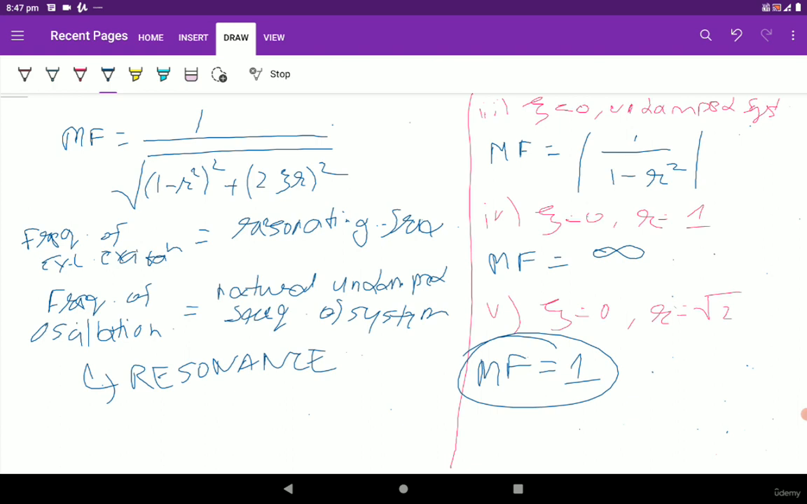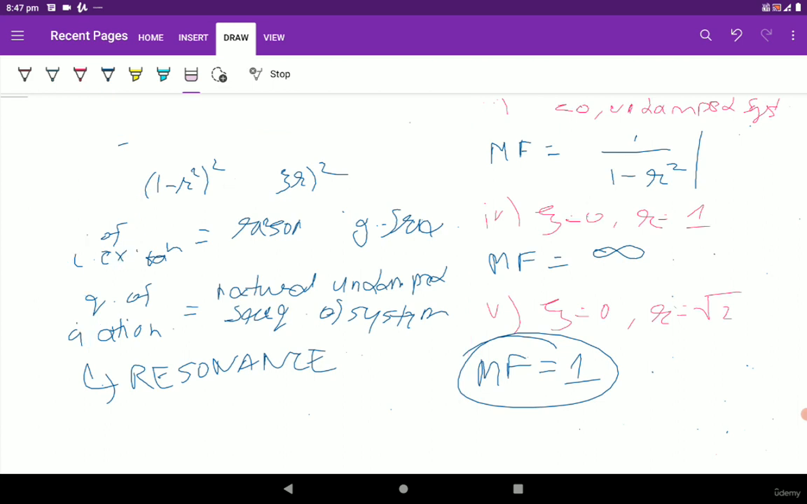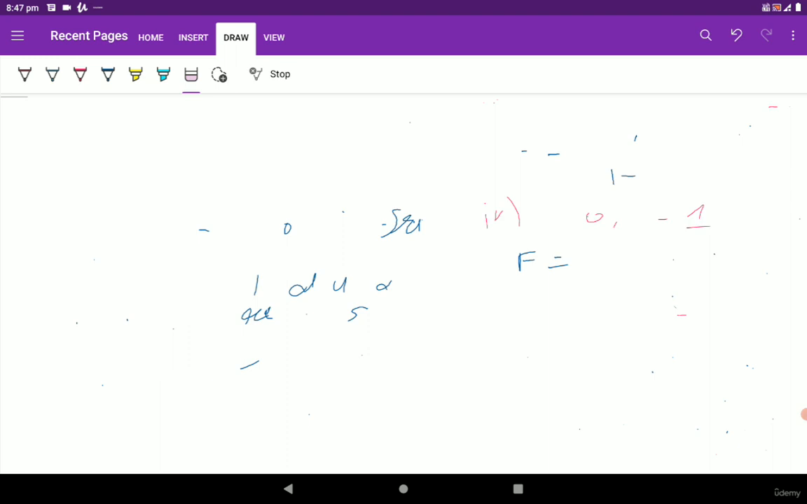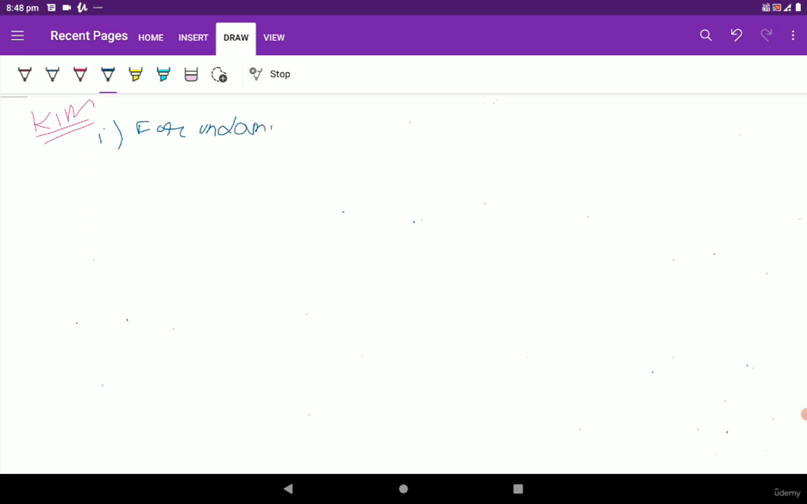So there are a few points you should keep in mind. Let me erase this first. The keep-in-mind points: first point, for an undamped system, the magnification factor will be maximum, that is infinite, at resonance.